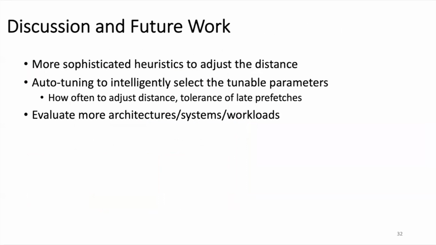Also, there are some tunable parameters that we use in this heuristic. For instance, how often do we pause a task for it to adjust its distance? And what is the tolerance we have for late prefetches before we decide we need to actually change the distance? I've done sensitivity studies for these parameters on the different systems and workloads and picked ones that worked well. They're not all that sensitive, but there could be more intelligent approaches to doing this, like auto-tuning.